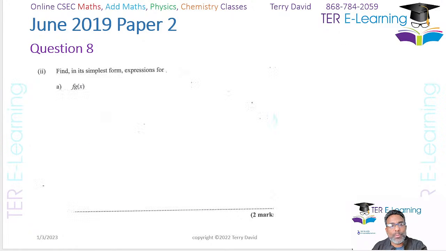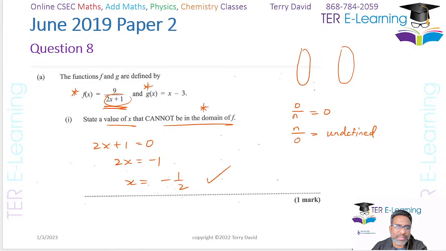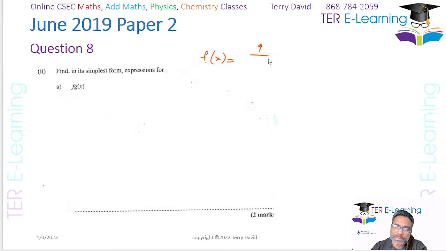The next part, they want you to work out fg of x. So this is a composite function. So f of x is equal to 9 over 2x plus 1. And g of x is equal to x minus 3. Right, now you want to work out fg of x. Now you have to understand how to read this.